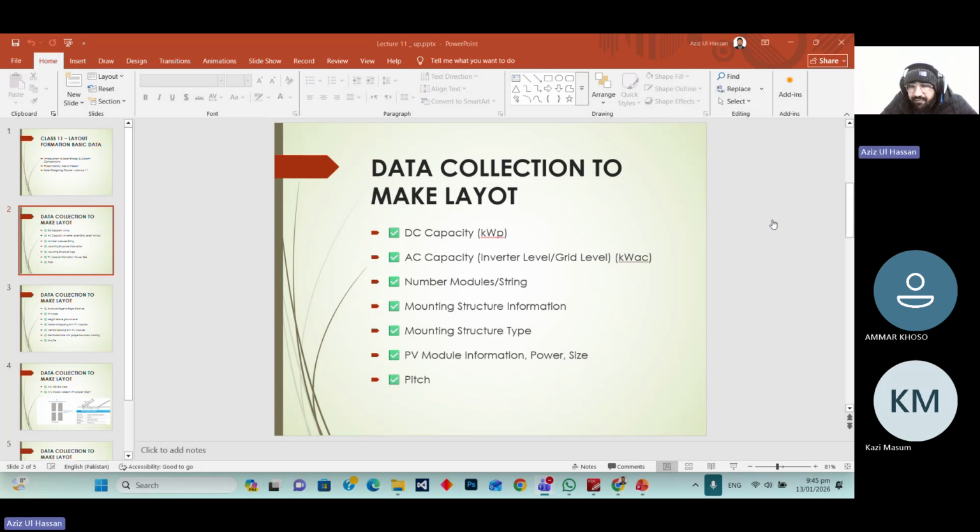Okay, the number of modules per string, do you have any idea? How many solar panels are connected in one series? Okay, thank you. Mounting structure information, like L2, E2 type structure and other types of information. Then PV module information, their power, size, and then the pitch. What is the pitch size? What is pitch?